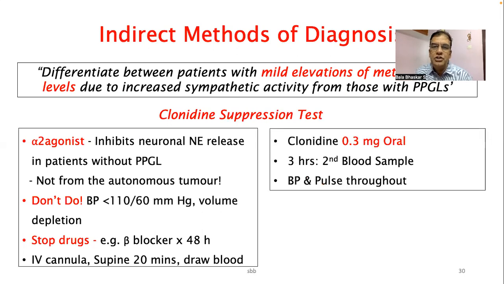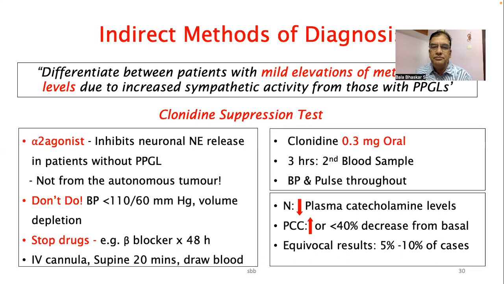Then the blood sample is drawn, that's for the basal values. Then clonidine 0.3 milligram oral is given to the patient, and after 3 hours, the second blood sample is drawn. Throughout the 3 hour period, the blood pressure and the pulse of the patient are noted.